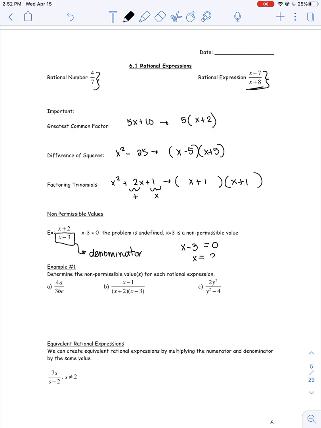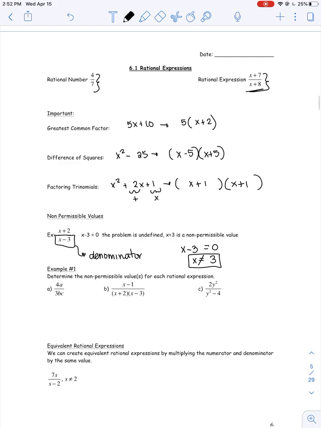In this case, you'd move the minus 3 over to give you positive 3, and that is a non-permissible value. That is the value that will make the bottom 0, and that is actually not allowed. You are not allowed to have x equal to 3, because if it is, the whole question doesn't exist. So we want to find out the non-permissible values that will make the variables, the bottom especially, equal to 0. So we don't want the denominator equaling 0.